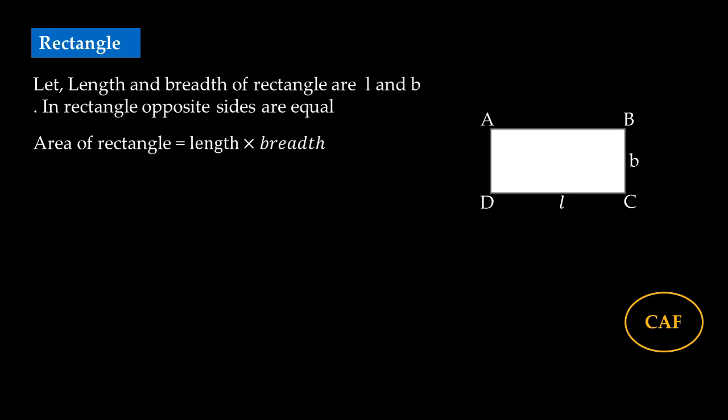Therefore, the area of the rectangle is equal to length into breadth. A is equal to, whatever length I am assuming as L, and breadth is equal to B. So A is equal to L into B.